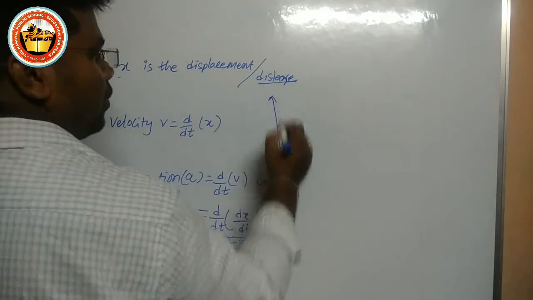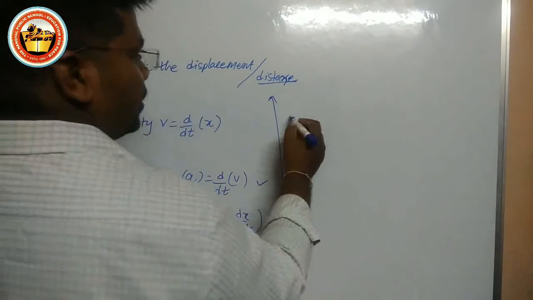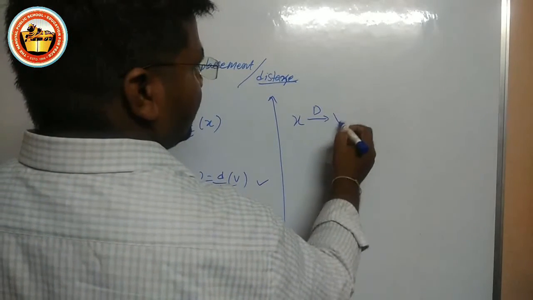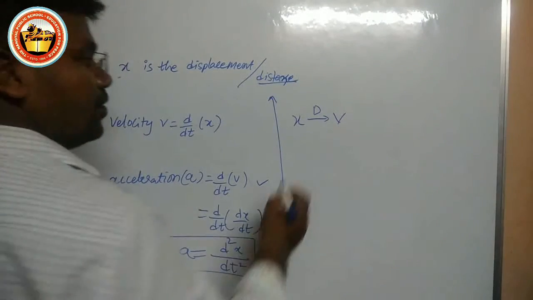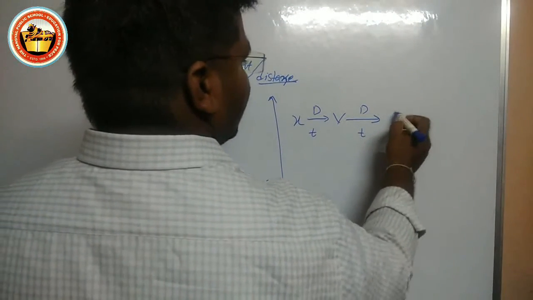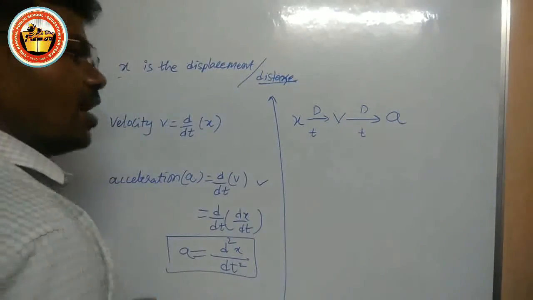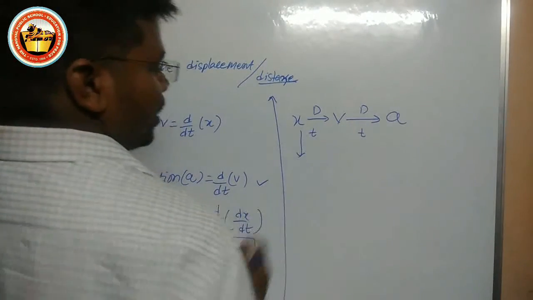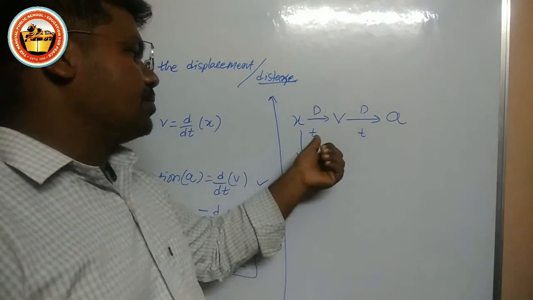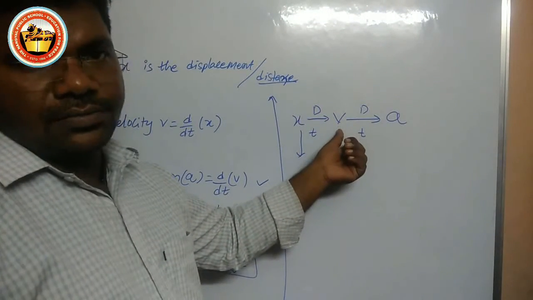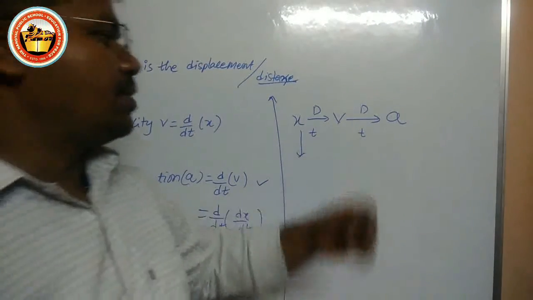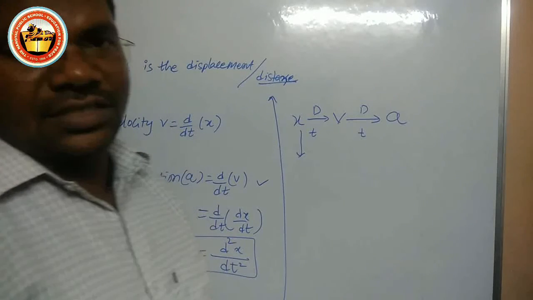The overall idea is this: if x is distance or displacement, by differentiation with time we can get velocity, and differentiating velocity with time we can get acceleration. Or if it is distance, differentiating with time gives speed, and differentiating speed with respect to time gives acceleration.